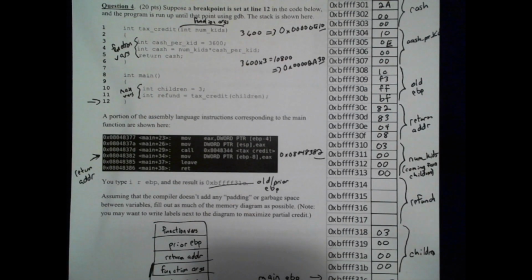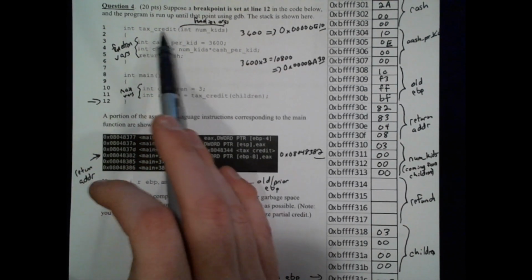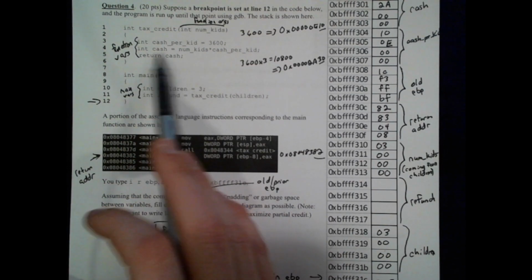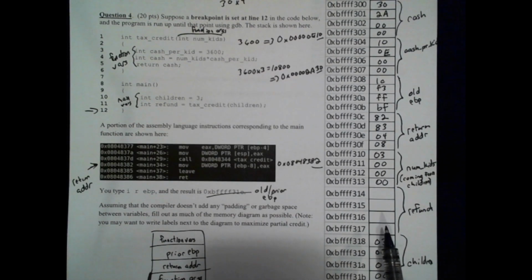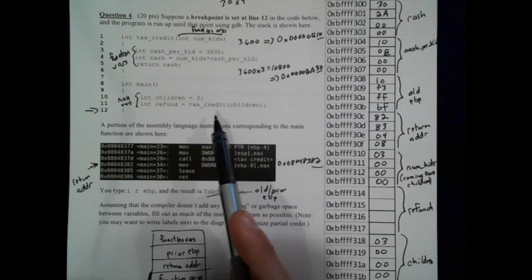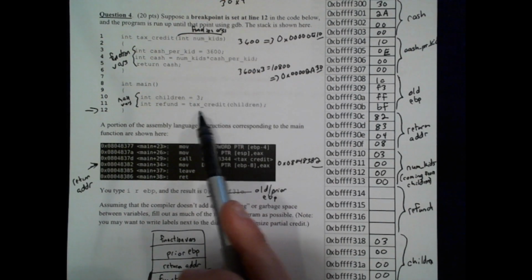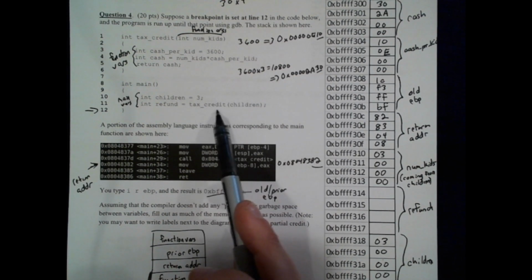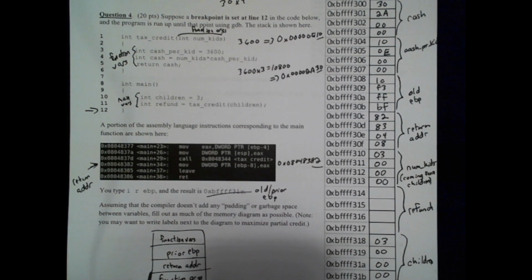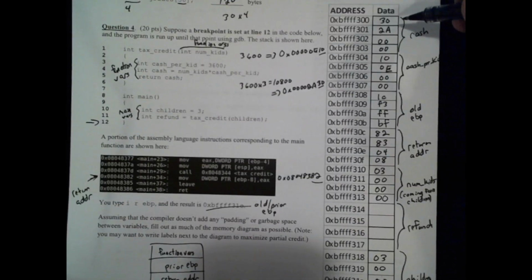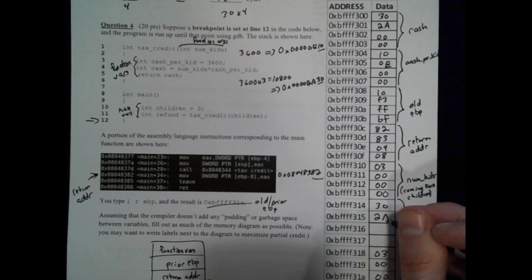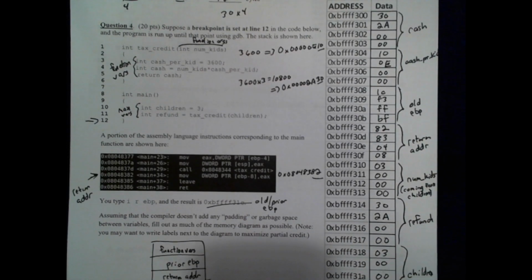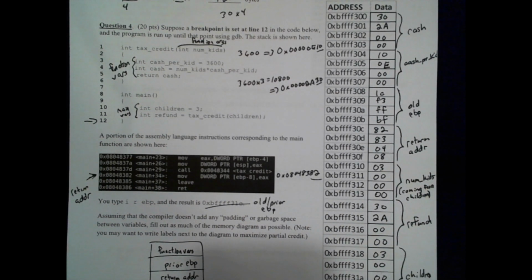Okay, and that's most of our stack. We just have to fill in this one last blank, which is refund. And we see here that this function tax credit returns an int, and it returns cash. So we're passing the cash value back to the thing that we're putting it in when we called that function, and that's int refund equals tax credit. So when we have a function on the right-hand side like this, where it says equals tax credit, we're putting it into this variable refund. And so we're just going to copy exactly what we have for cash into the boxes for refund. So 30 2A 00 00. And that was a bit of a slog, but that's it for question number 4.